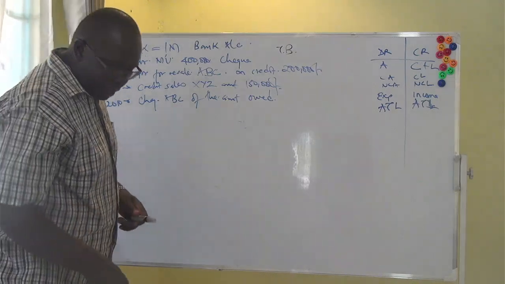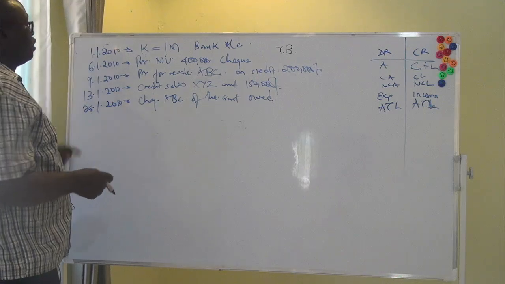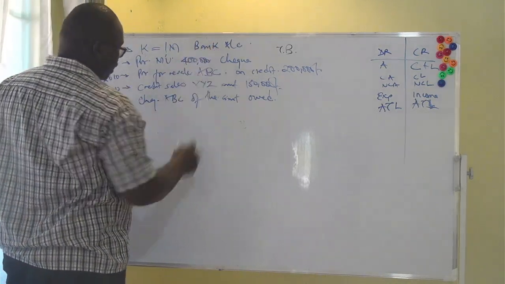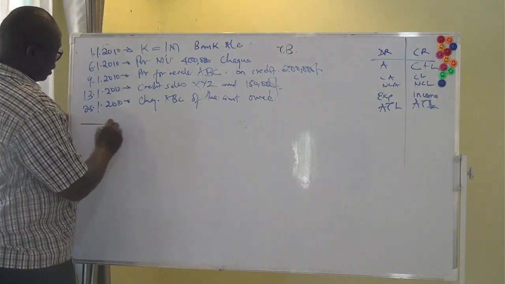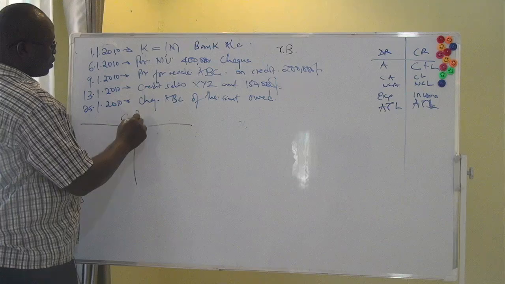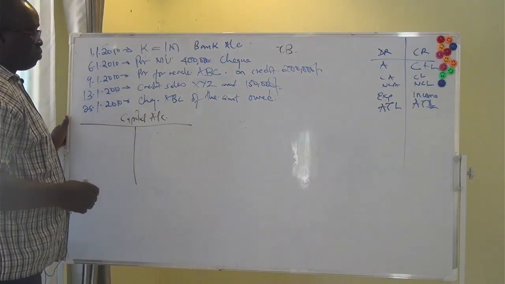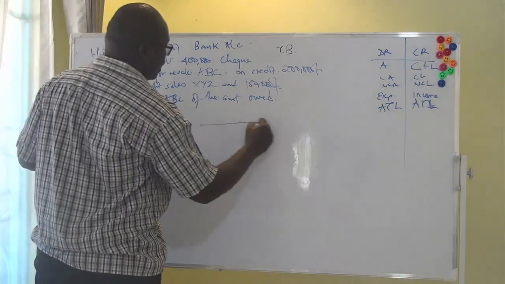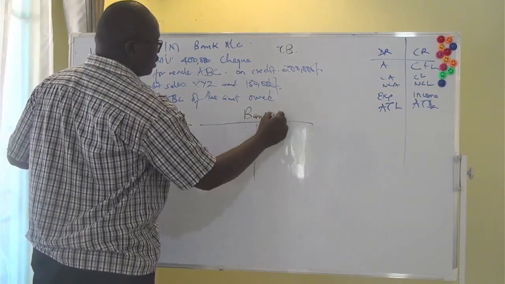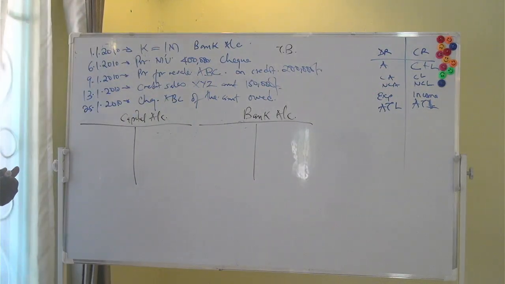So let's start with the first transaction, which is on the 1st of January, where I introduced capital of 1 million and it was banked in the business account. So that transaction affects the capital account, because that is what has been introduced in the business, and then the bank account, because that money has been sent to the bank.